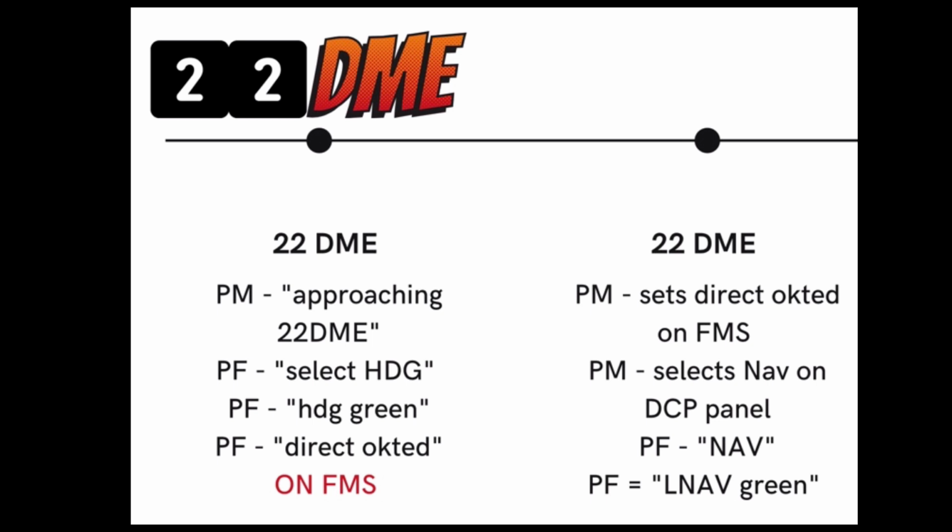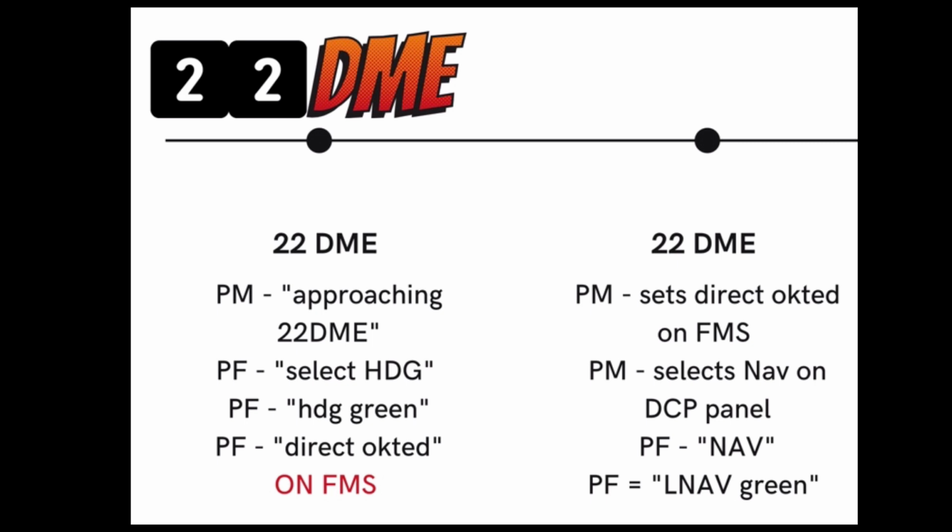Now we fly all the way to 22 DME. The pilot monitoring once again, approaching 22 DME. Pilot flying can select heading at this stage. Heading will go green. And we want to now route direct to position Octet. So the pilot flying calls direct Octet. That'll be on the flight management system.